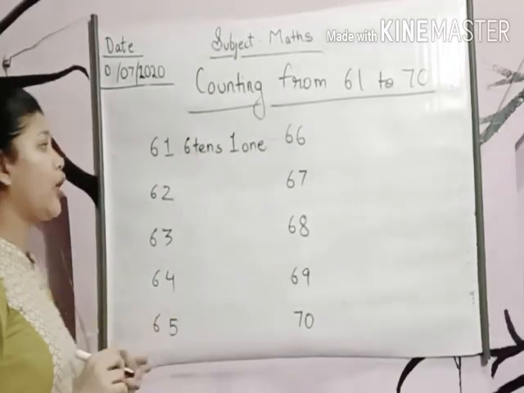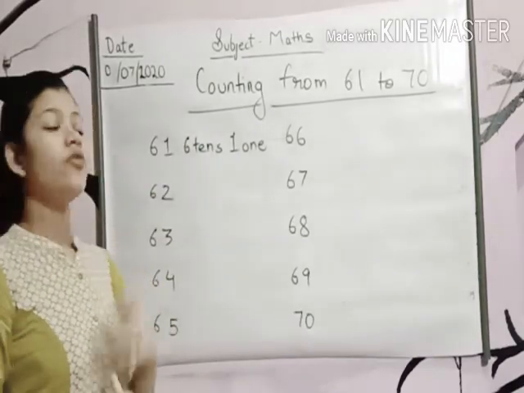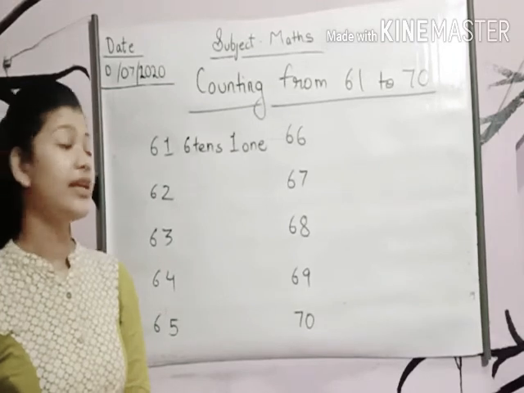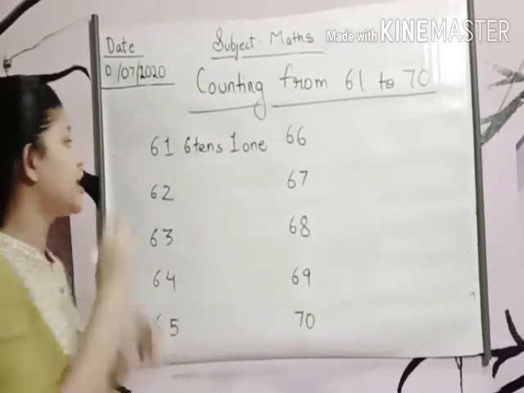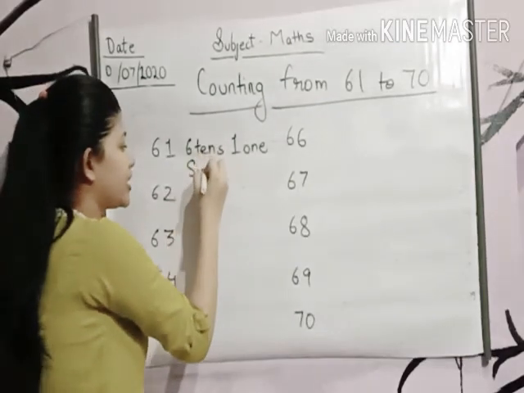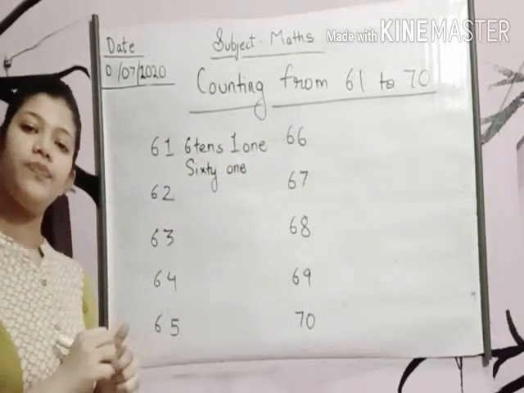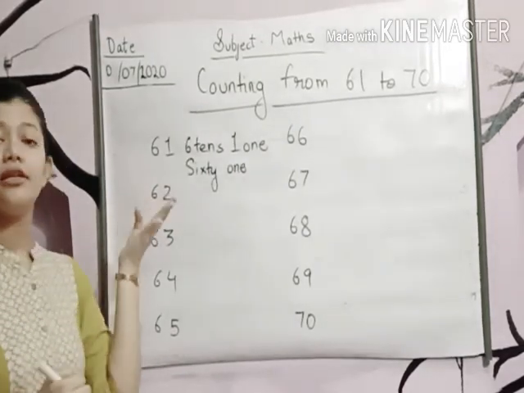And now we will learn how to write this in the number name form. We know that 6 tens means 60, and 1 means 1. So what will we write? 61. Okay, clear? Now let's come to the next number, that is 62.